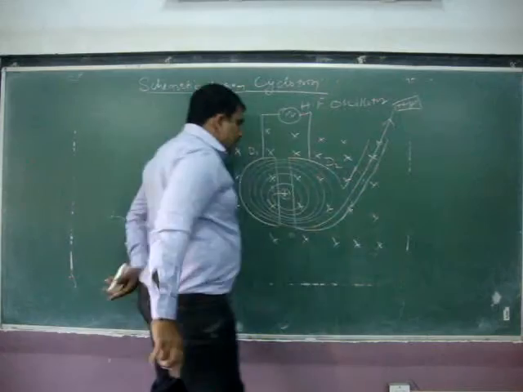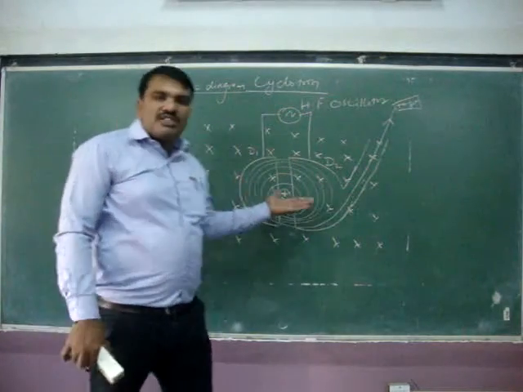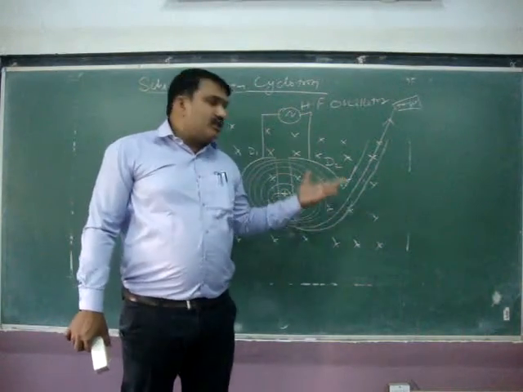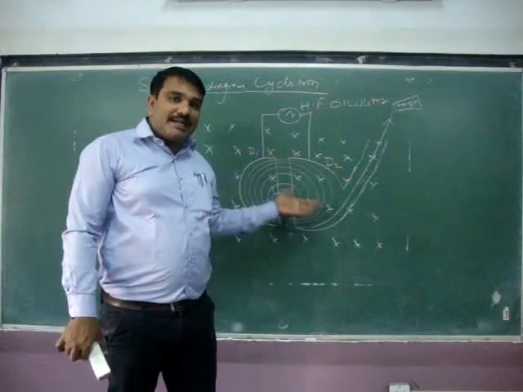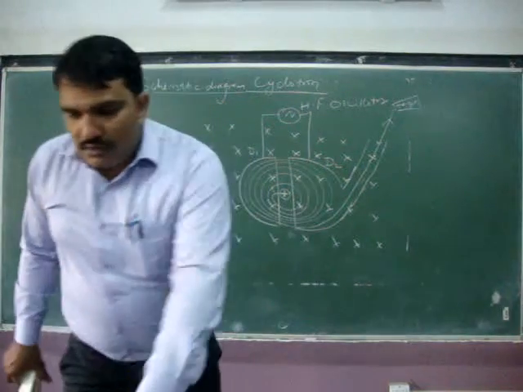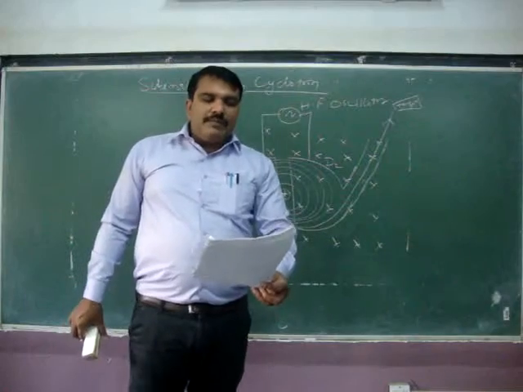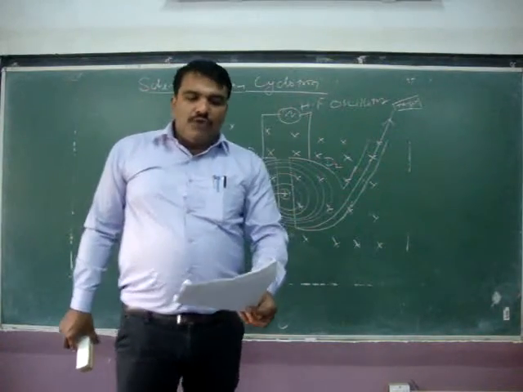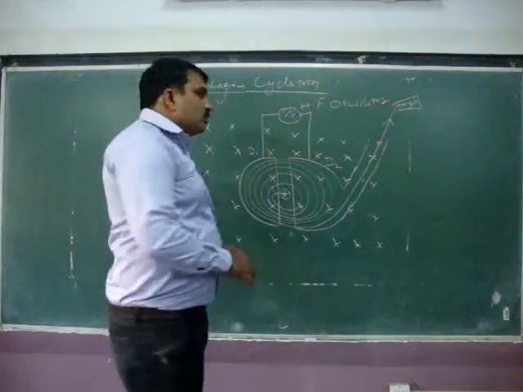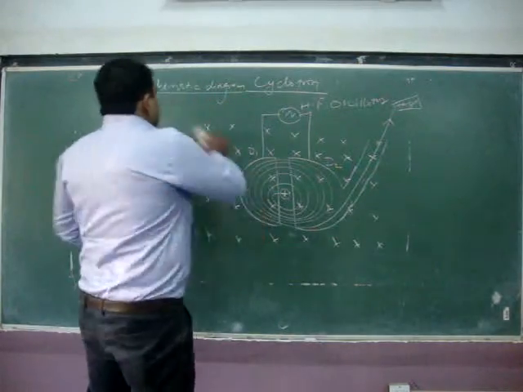So this is your diagram which is ready, the schematic diagram of the cyclotron. This is a very important topic, so please practice it again and again. Now we will draw the next diagram to find the force per unit length between two straight parallel conductors.